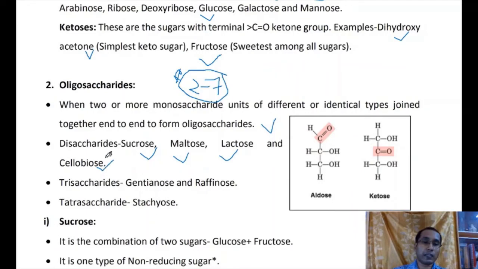Trisaccharides, examples are gentianose and raffinose, where raffinose is found in leguminous crops. Tetrasaccharides, example is stachyose. Pentasaccharides, example is pentose sugar. Pentose sugar's examples are ribose and arabinose. Ribose, you have to know this thing. It is not written here. Tetra means 4, four monosaccharide units.